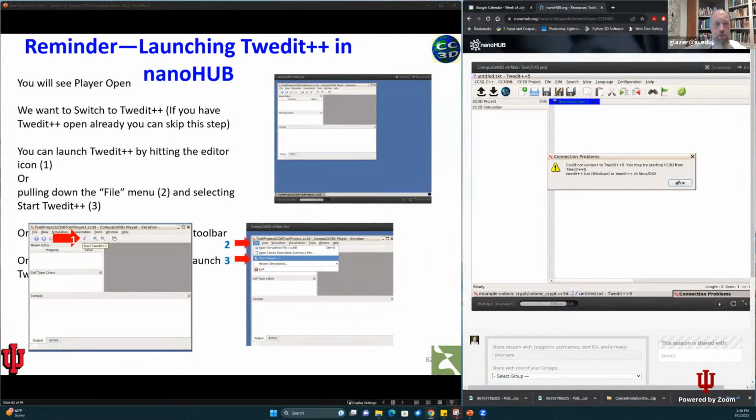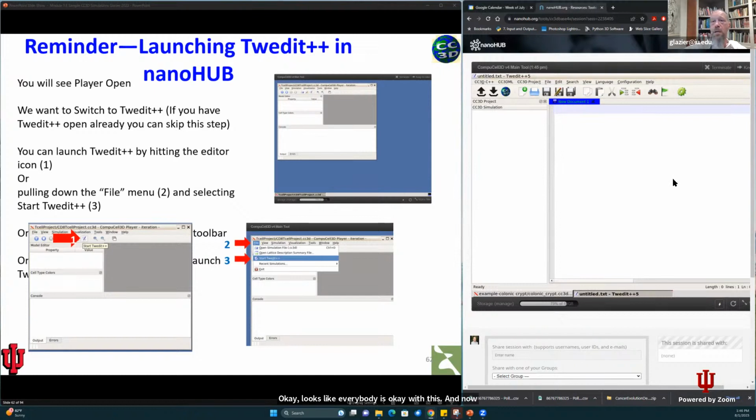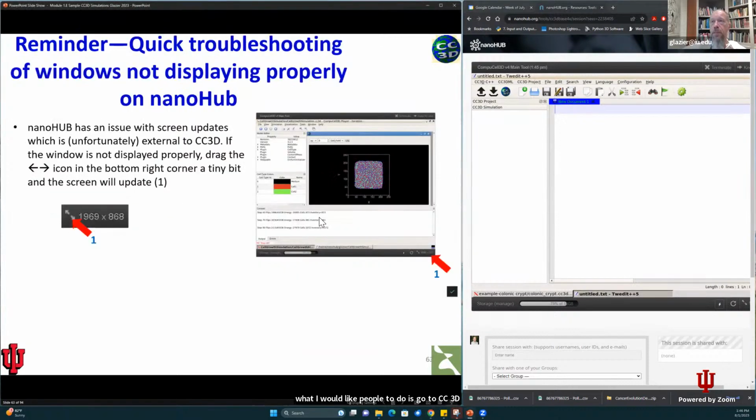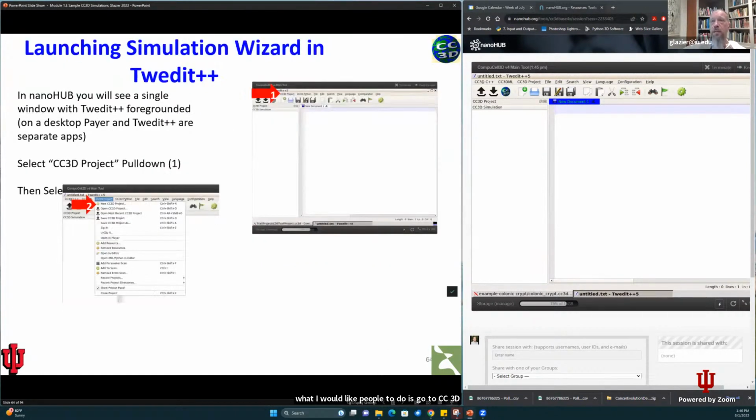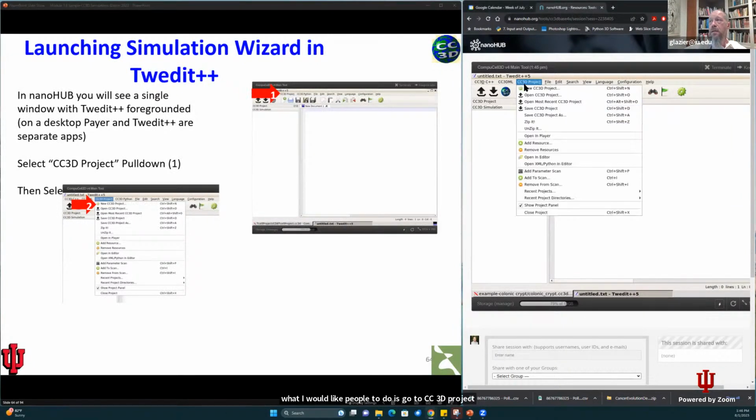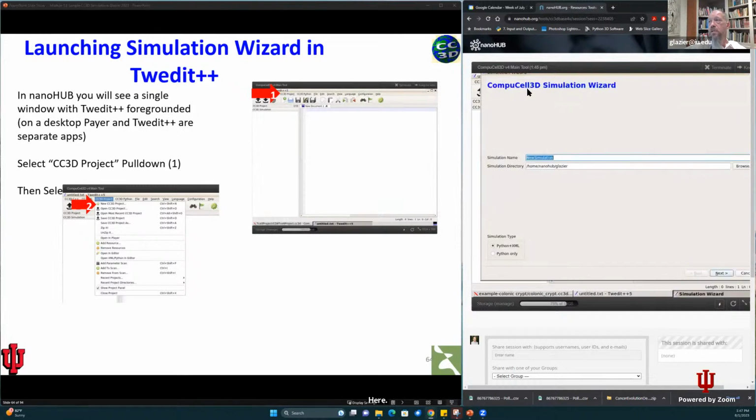And I'll do a quick poll. And now what I would like people to do is go to CC3D Project here, and do New CC3D Project. And this should work either in Player, in NanoHub or desktop, shouldn't matter. And we're going to create a new simulation.